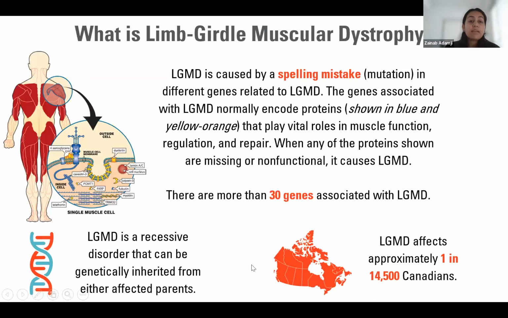And so LGMD is caused by spelling mistakes or mutations in the different genes that are related to LGMD. One thing to note is that these genes are associated with certain proteins within the muscle that play vital roles in muscle function, regulation, and repair. When any of these important proteins are missing or non-functional, it causes LGMD. And it's important to mention that there are more than 30 genes associated with LGMD, and that it is a recessive disorder which can be genetically inherited from either of the affected parents. LGMD also affects approximately 1 in 14,500 Canadians. Next slide, please.